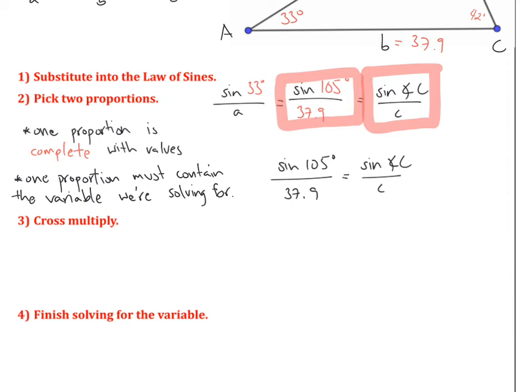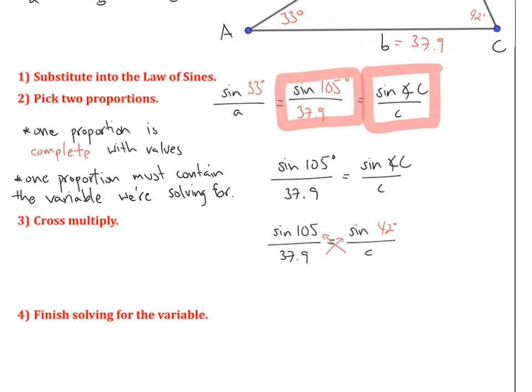All right, substituting in. Everything else remains the same. The only thing that changed is that angle C, we now know, is 42 degrees. Now that we have our proportion set up, we are going to cross multiply to begin solving. So I'm going to cross multiply c to sine of 105, and I'm going to cross multiply 37 and 9/10 to sine of 42 degrees.